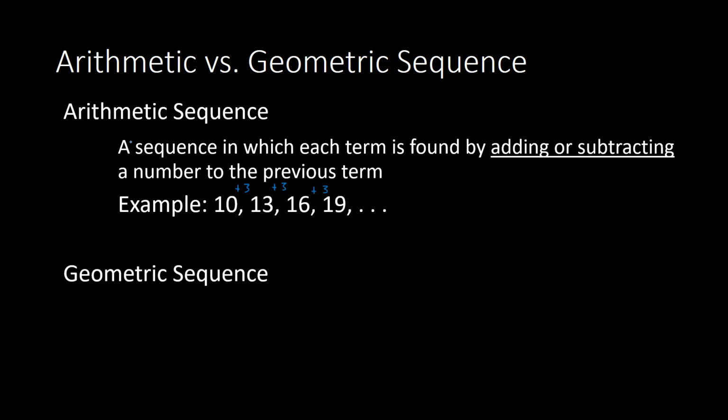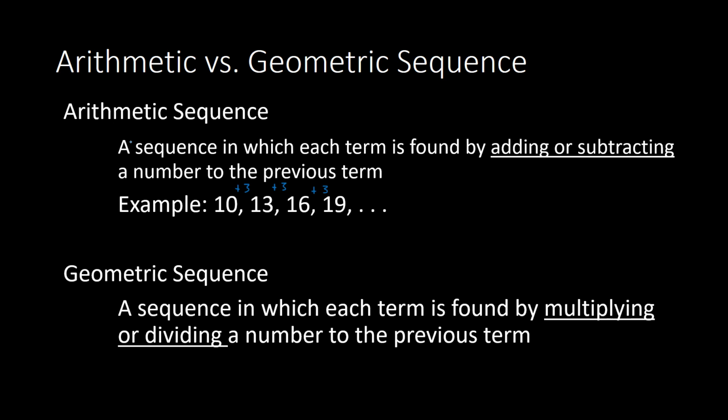A geometric sequence is when you multiply or divide to get to the next term. So here we see 4, 8, 16, 32, and 64. And notice each time I'm multiplying by 2. 4 times 2 is 8, 8 times 2 is 16, 16 times 2 is 32, and 32 times 2 gives me 64. So because I'm multiplying by the same number each time, this would be considered a geometric sequence.